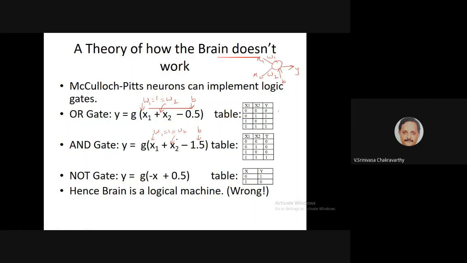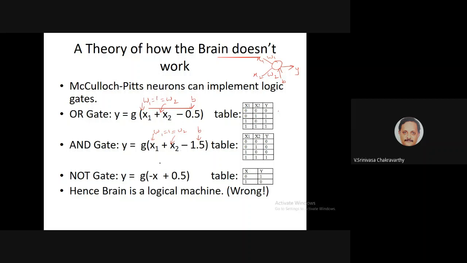Similarly, if you want to get an AND gate, the truth table is here: 0, 0, 0; 0, 1, 0; 1, 0, 0; and 1, 1, 1. That is, only when both the bits are ones, the output is 1. That means the threshold should be high enough that the argument is positive only when both the bits are ones. For that to happen, you need to make the threshold greater than 1 and less than 2. So you do that and you get y equal to 1 only when both bits are 1.